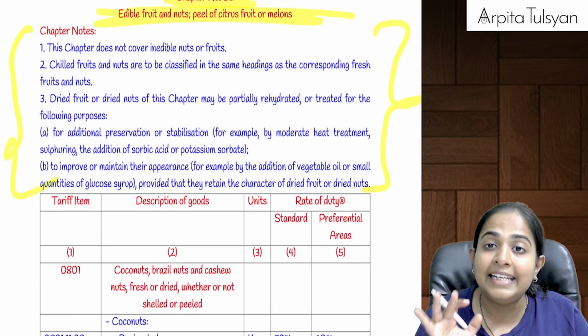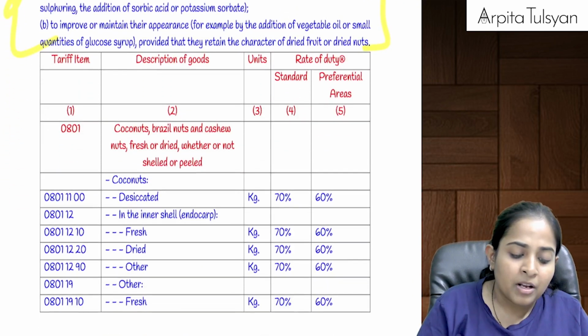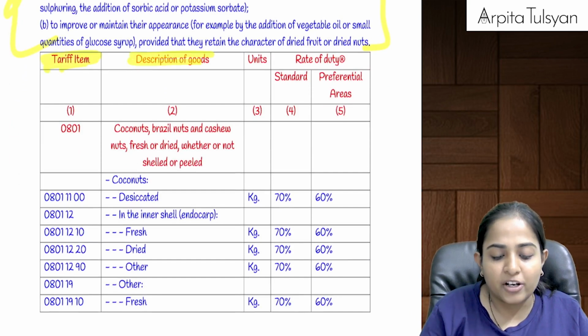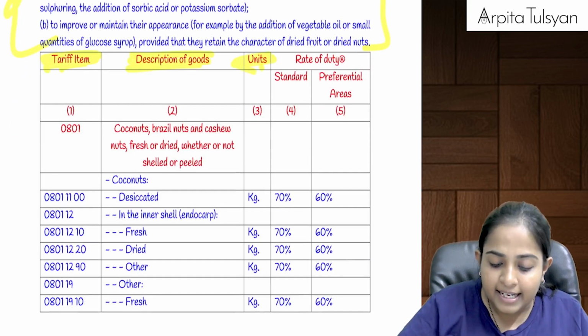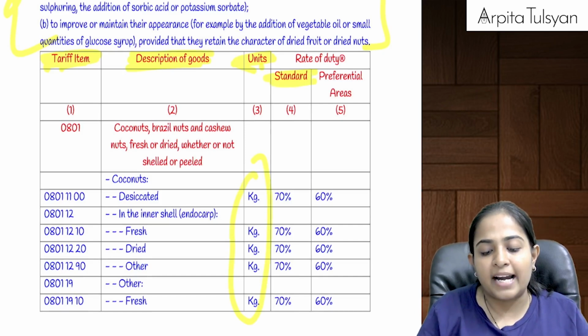This has legal relevance. Now the table starts under this chapter number 8. One is your tariff item, then your description of goods, then your unit. These products are generally denominated in kgs, and then you have the standard rate and the preferential rate.